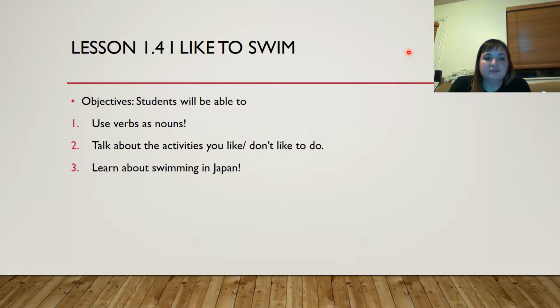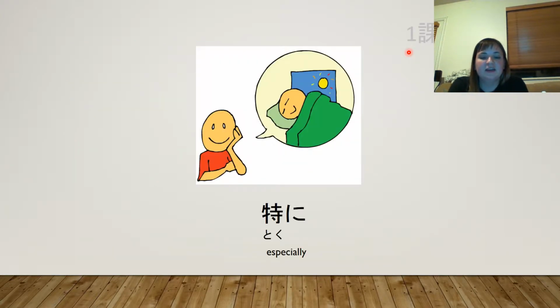So number 2, you're going to be able to talk about the activities that you like or don't like to do. And we're going to learn a little about swimming in Japan. So, 始めましょう. So let's take a look.